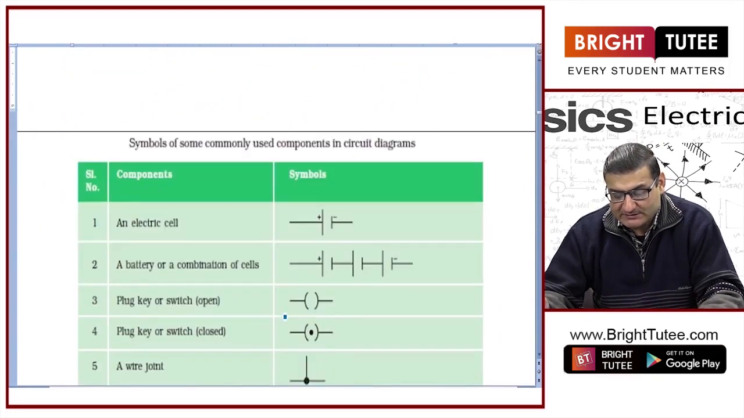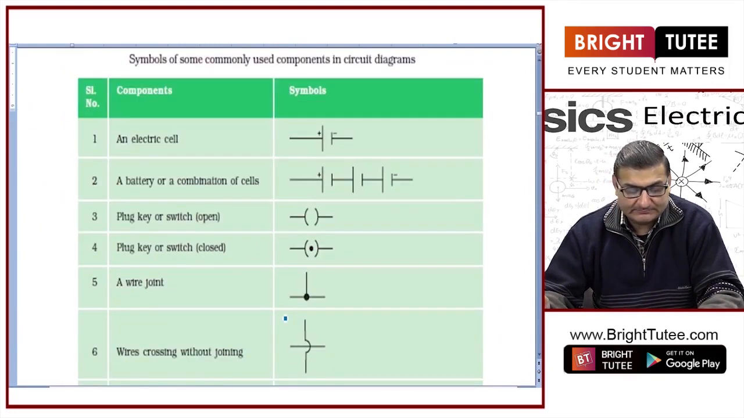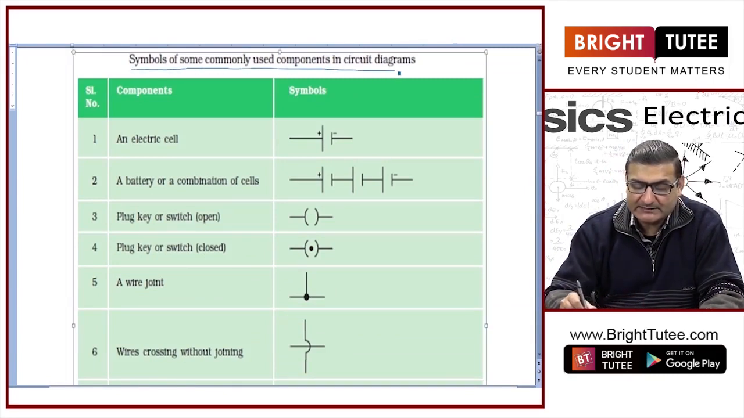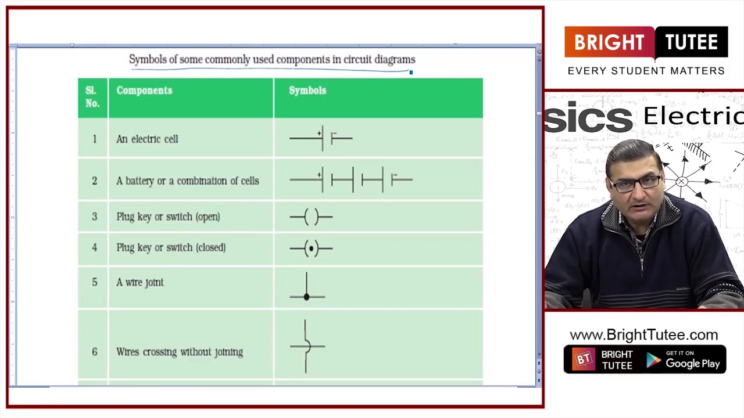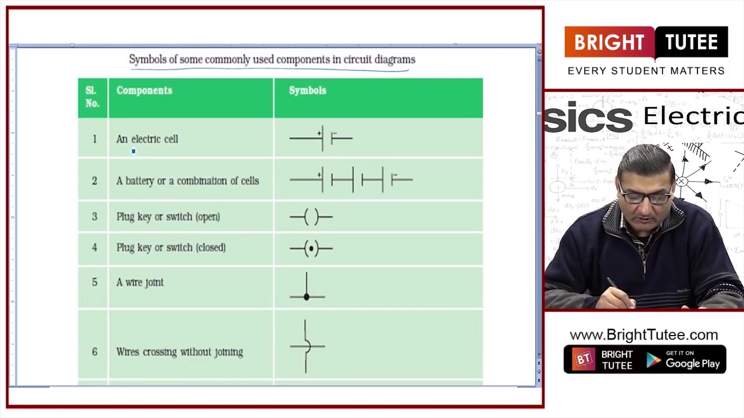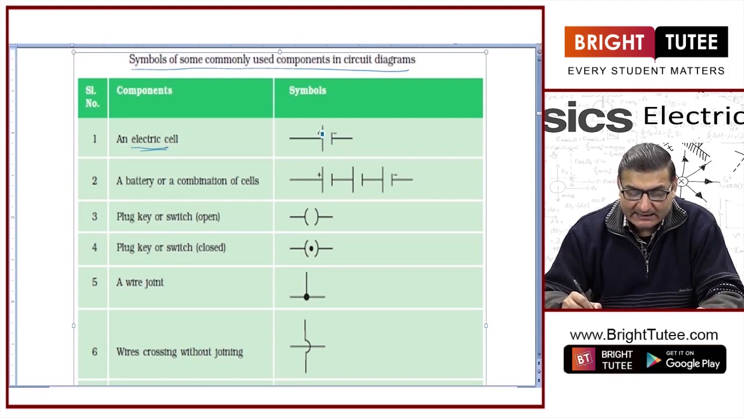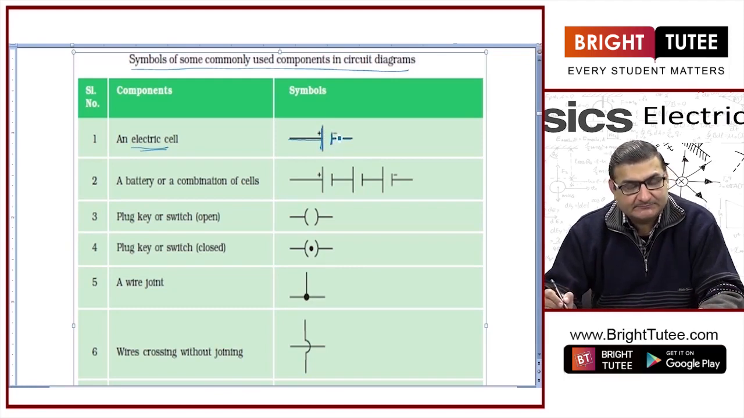These are a few symbols that will be used. These are the symbols of some commonly used components in circuit diagrams. First of all, we have a cell or a battery. A cell provides the current. This cell is represented like this, with a big line and a small partition. The big part is known as the positive terminal and this is the negative terminal. This is one cell.